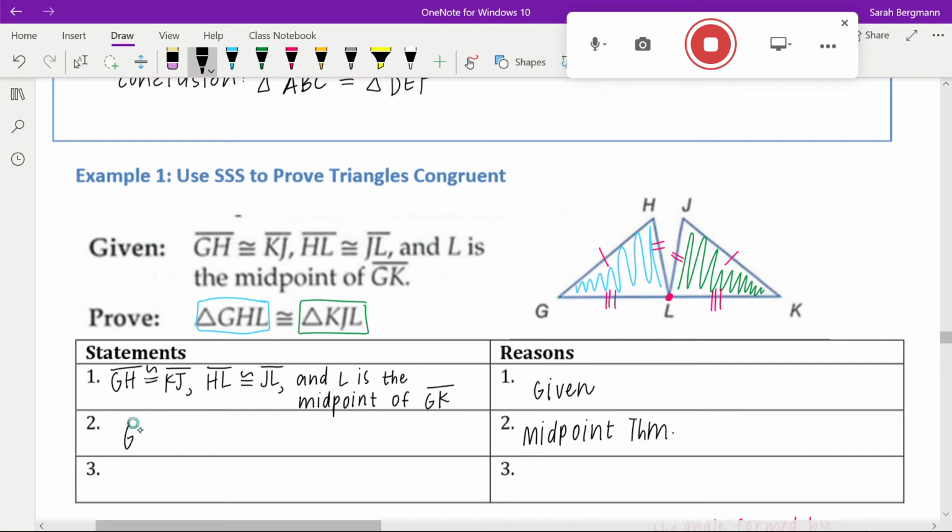Just make sure you list these in corresponding order. So if I say GL, that's the first letter and the last letter, I want to make sure that I go in order. So K corresponds to G, L corresponds to itself L. Just so you know, a point does not always have to correspond to itself. That's just in this case. Finally, my last step, now that I have all three pairs of sides congruent, I can say these triangles are congruent by the side, side, side congruence postulate.